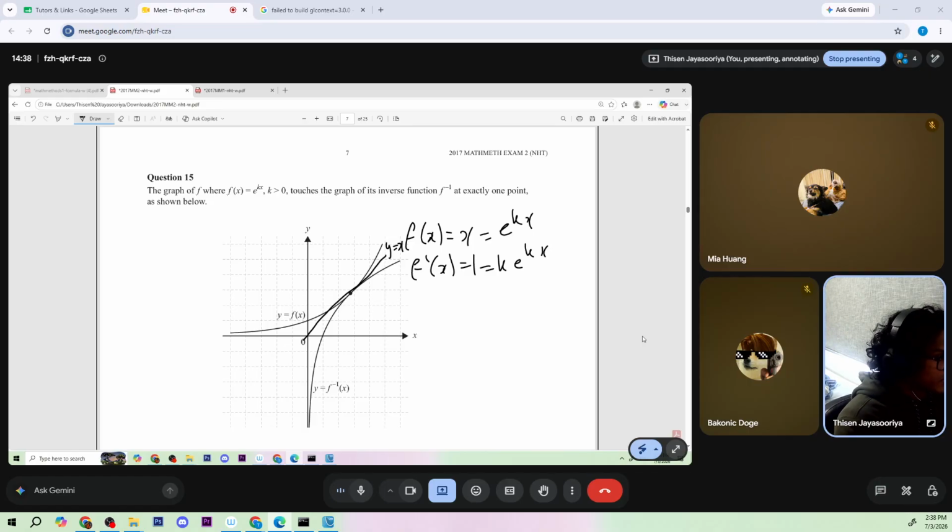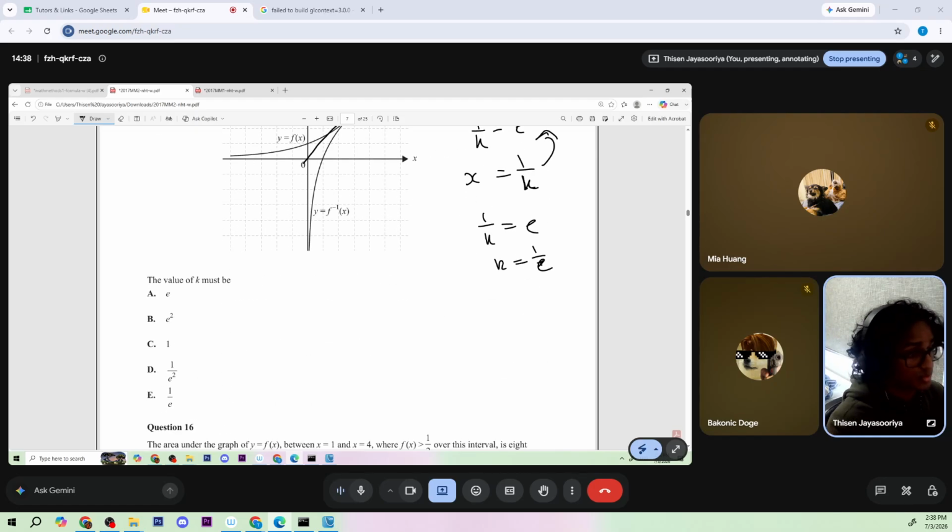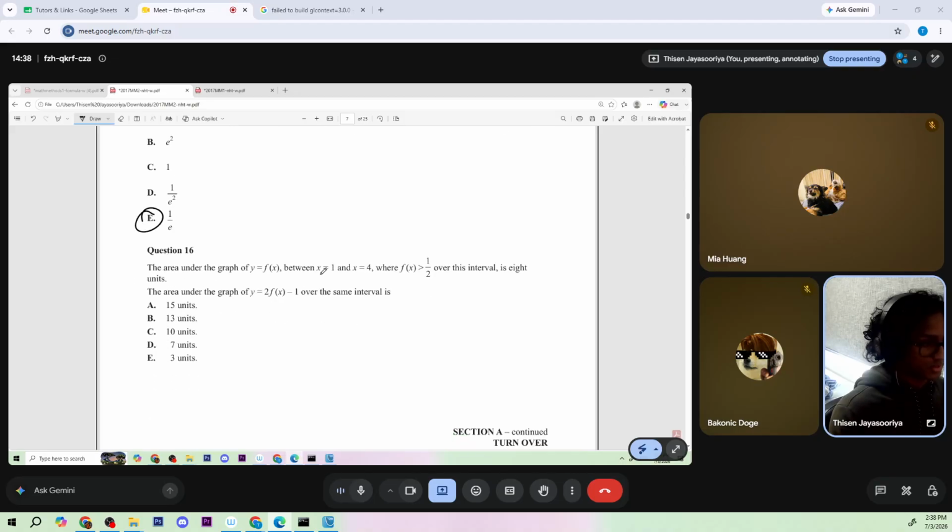I know that 1 over k equals e to the kx, which means that x equals 1 over k, yeah? So if x equals 1 over k, I can substitute that back into this equation up here. I get 1 over k equals e, which means k must be equal to 1 over e. You can also solve that simultaneously using your calculator. I've just chosen to do it by hand because I have a nice trick to do it by hand.